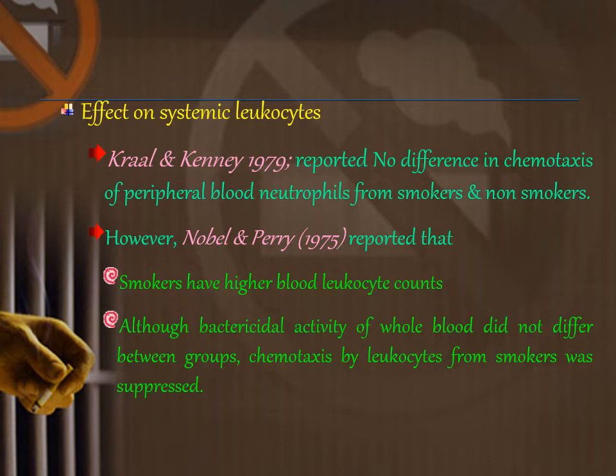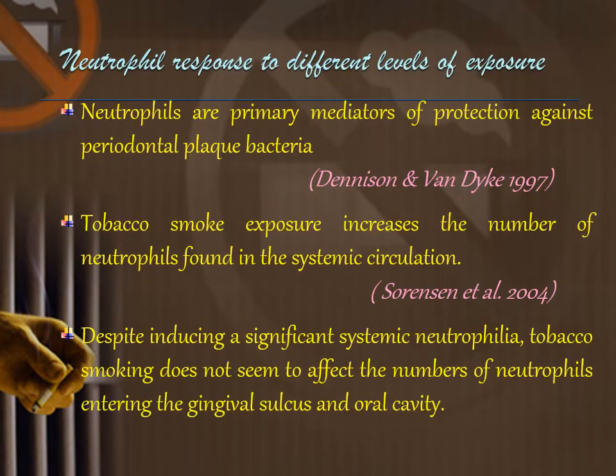Kral and Kenny in 1979 reported no difference in chemotaxis of peripheral blood neutrophils from smokers and non-smokers. However, Nobel and Perry reported that smokers have higher blood leukocyte counts. Although bactericidal activity of whole blood did not differ between groups, chemotaxis by leukocytes from smokers was suppressed. Neutrophil response to different levels of exposure.